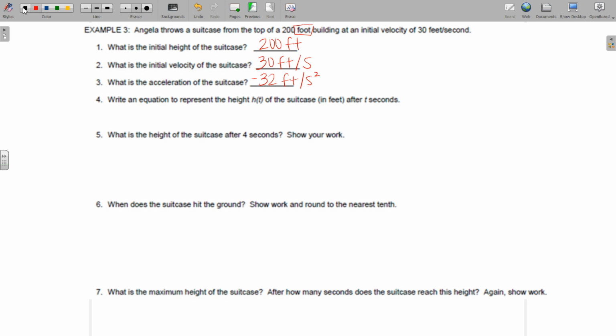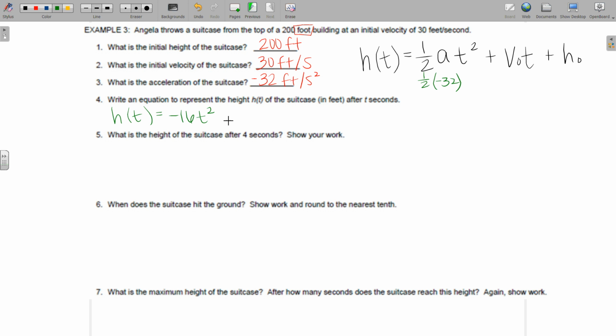And now we need to put all of this information into our formula, which we know: h of t equals 1/2 times the acceleration times t squared, plus v naught, our initial velocity, times time, and then plus h naught, our initial height. So the equation in this situation, we would have h of t equals 1/2 times that negative 32. We're going to get negative 16t squared plus the initial velocity, 30 times t, plus that initial height of 200. So this is our equation.